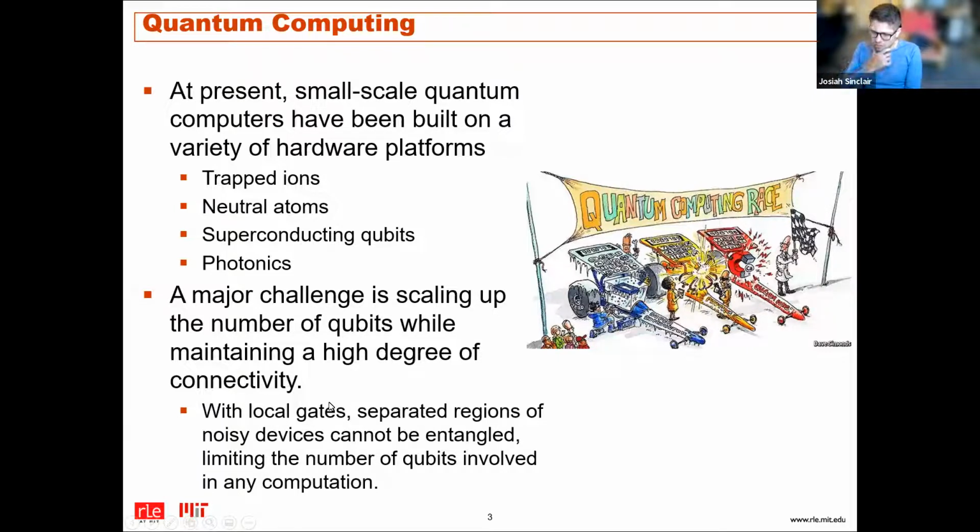Well, when you use a platform that's constrained to local gates, perhaps only nearest neighbor gates, for example, far separated regions of these large and noisy devices cannot be entangled, because this would require a long chain of swaps all the way across the device, with a success probability that scales exponentially badly. And effectively, this limits the number of qubits that can be simultaneously pulled into computation. In other words, it limits the effective size of the Hilbert space that can be explored by the device.